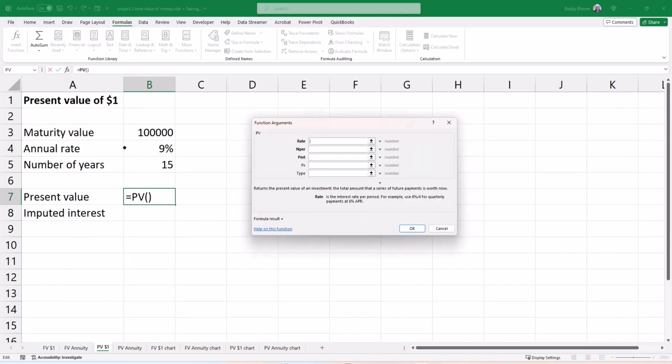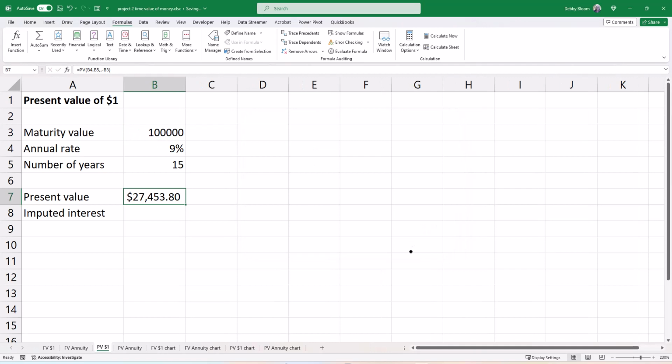Since this is annual, there's annual rate and number of years. There's no mention of compounding. We'll use a rate of 9%. We'll use an NPER of 15 years, and because this is present value of $1, the $100,000 goes in the future value. If you put it in the PMT, you're modeling that we're going to be paying or getting $100,000 each year of the 15 years. We actually get the $100,000 or pay the $100,000 at the end of 15 years. So we're going to skip over to future value, negative $100,000.